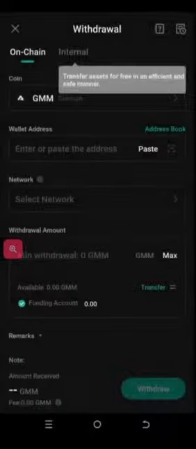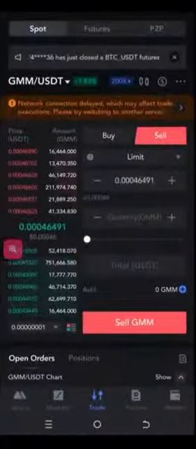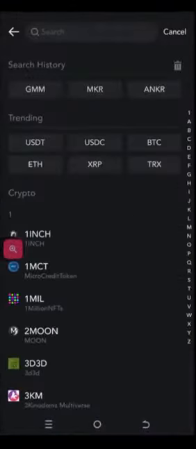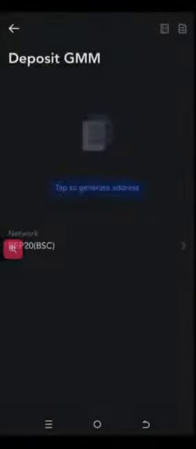Let's go ahead and see whether we can deposit it into MEXC. It has to be the same network. Okay, let's go ahead and deposit it. Okay, GMM, is it BEP20?